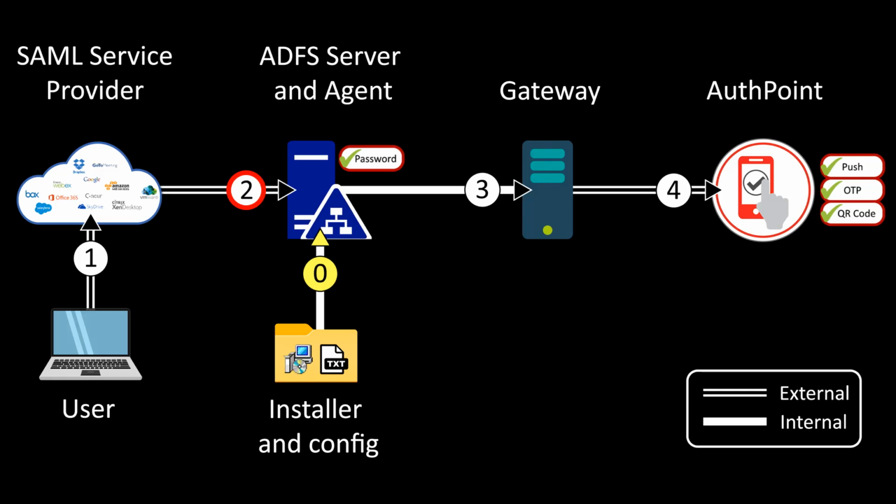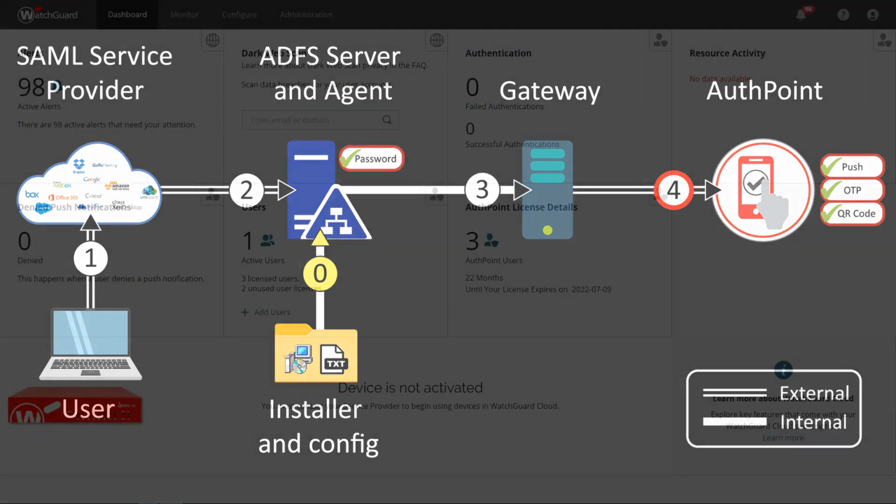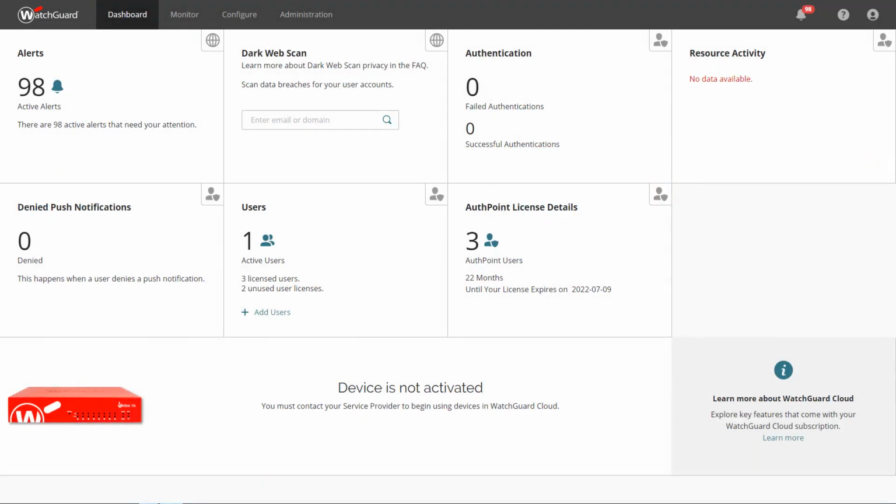Then, depending on the ADFS access policy, the server can send the request to AuthPoint via the gateway in Step 3. In Step 4, AuthPoint checks the user's second factor to complete the authentication. The user is then sent back to the service provider that they were trying to log into. Just like with AuthPoint, once the user has logged in once, they will be automatically logged into any other SAML resources. Let's take a look at what's required to integrate AuthPoint with ADFS.